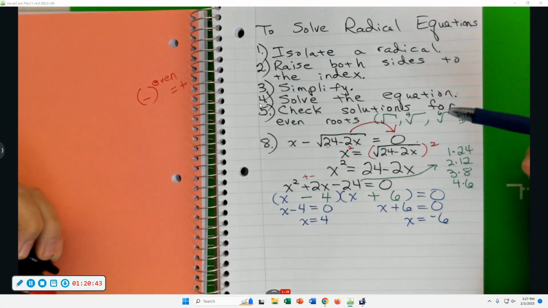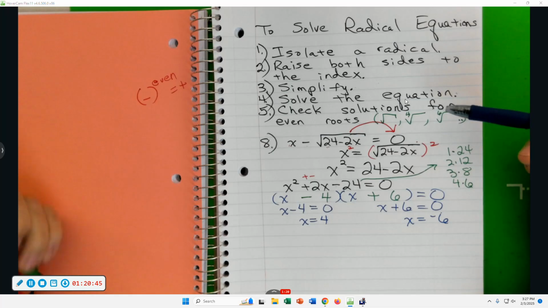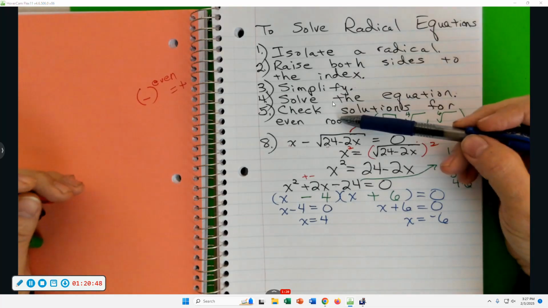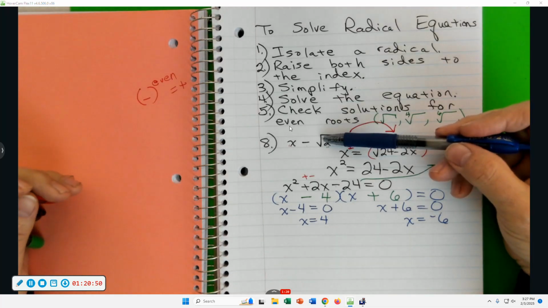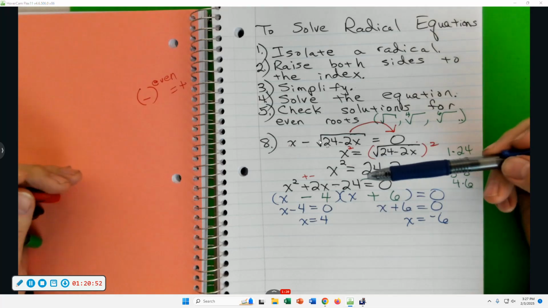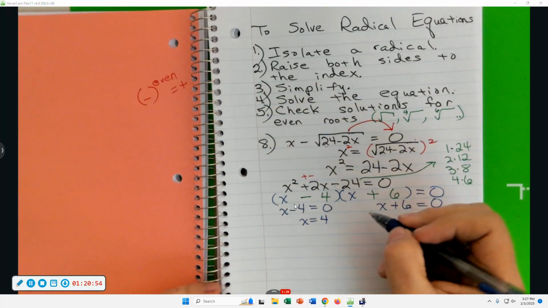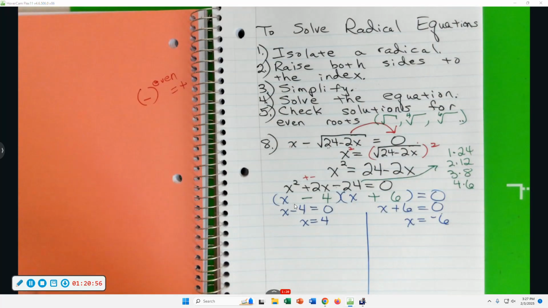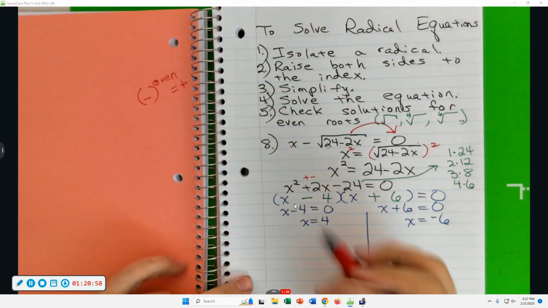They want us to realize we had an even root. We had a square root. So we're going to have to manually check our work. Here goes. We have two numbers, 4 and negative 6.